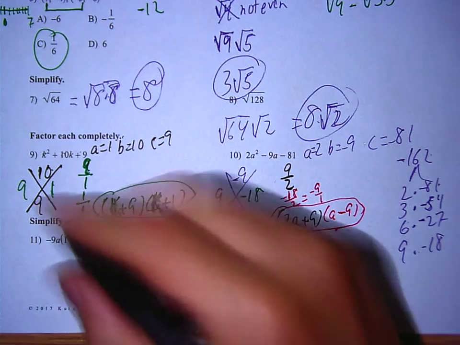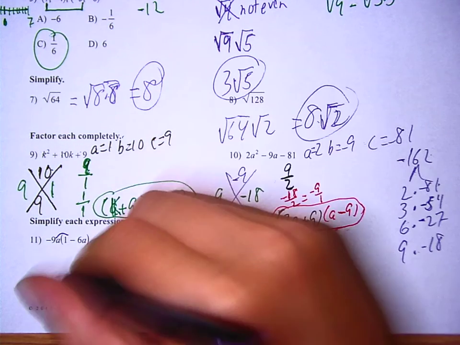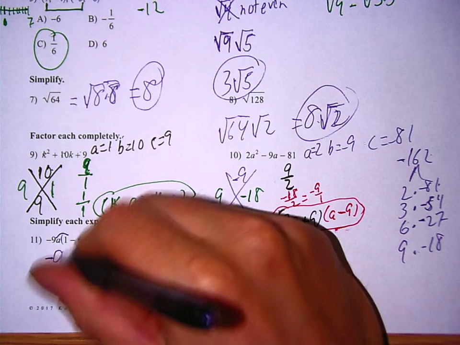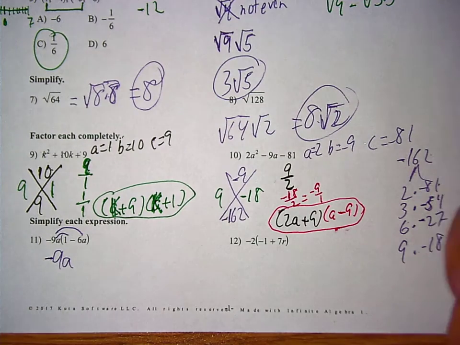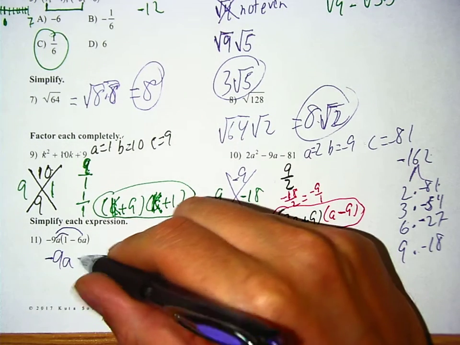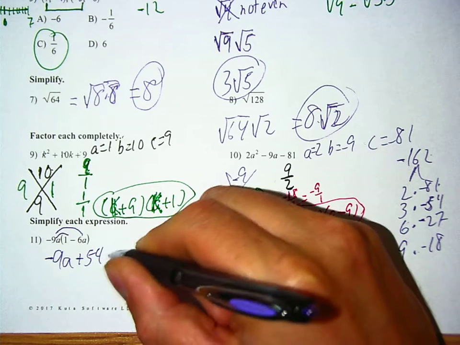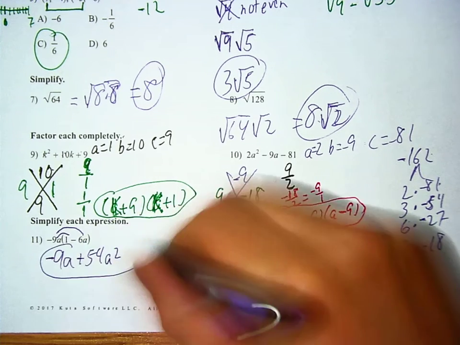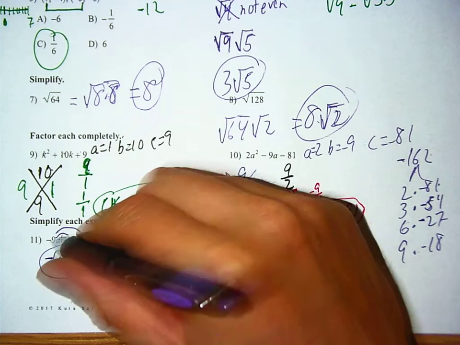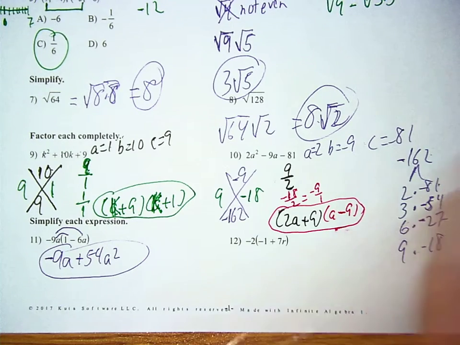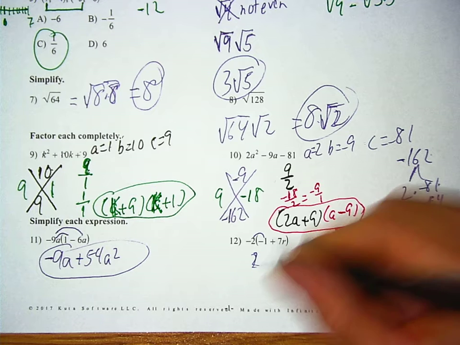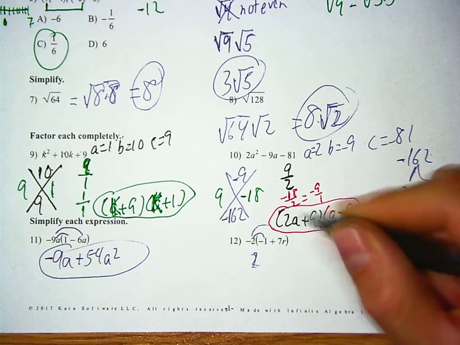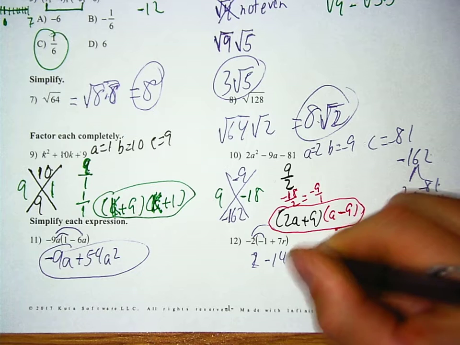Question number 11. Distribution. Negative 9a times negative 1, that is negative 9a. And then negative 9a times negative 6a, or minus 6a, is positive 54a squared. A times a is a squared. Negative 9 times minus 6 is positive 54. Similar thing here on number 12. Negative 2 times negative 1 is positive 2. And negative 2 times plus 7 is negative 14.